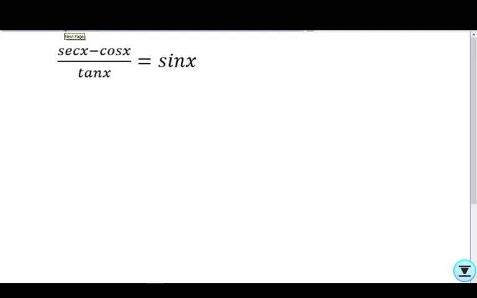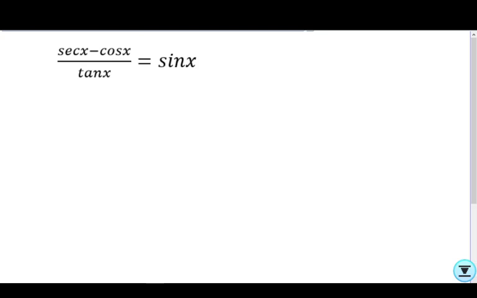Okay, so let's look at the first one. We have to prove that secant minus cosine divided by tangent is equal to sine. So we're verifying this. It's already a true statement. This has already been proven, that these two things are equivalent. Now we've got to show how we get from the left side to the right side. And there's going to be more than one answer.